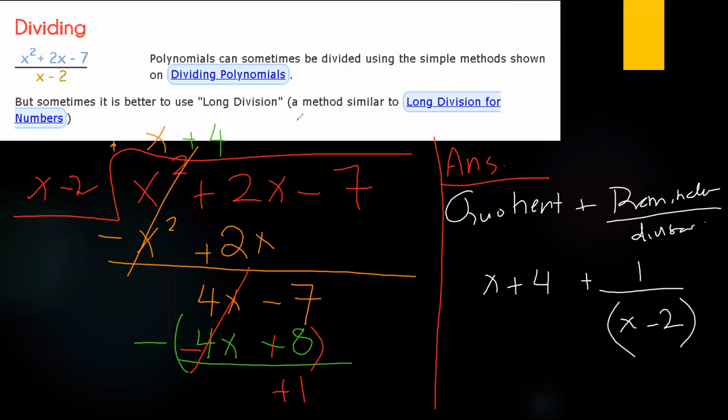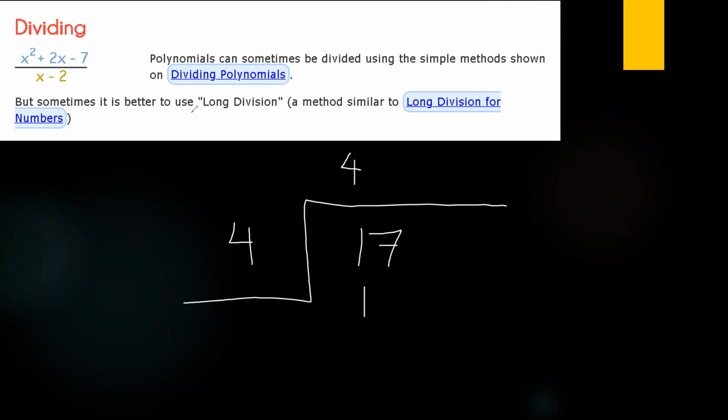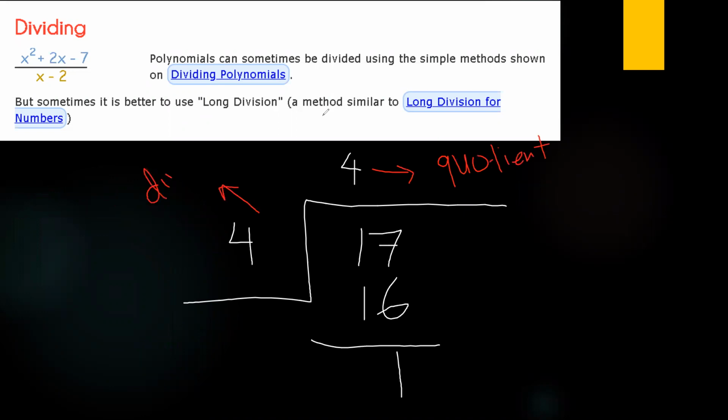Now, don't forget, I will remind you that when you do long division, if you have 17 over 4, this 4 we call the divisor. This here we call the quotient. This here we call the dividend. And this one here we call the remainder.